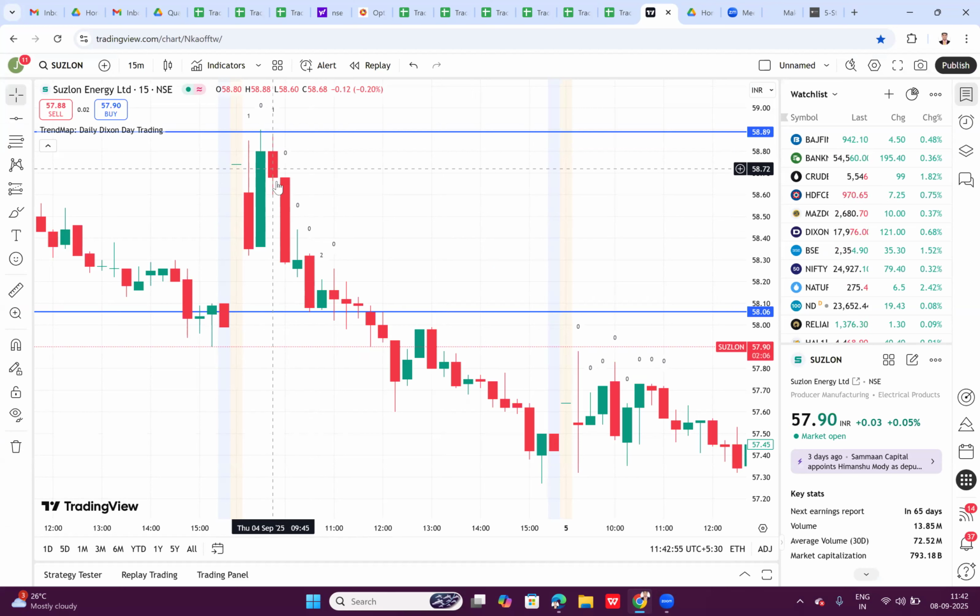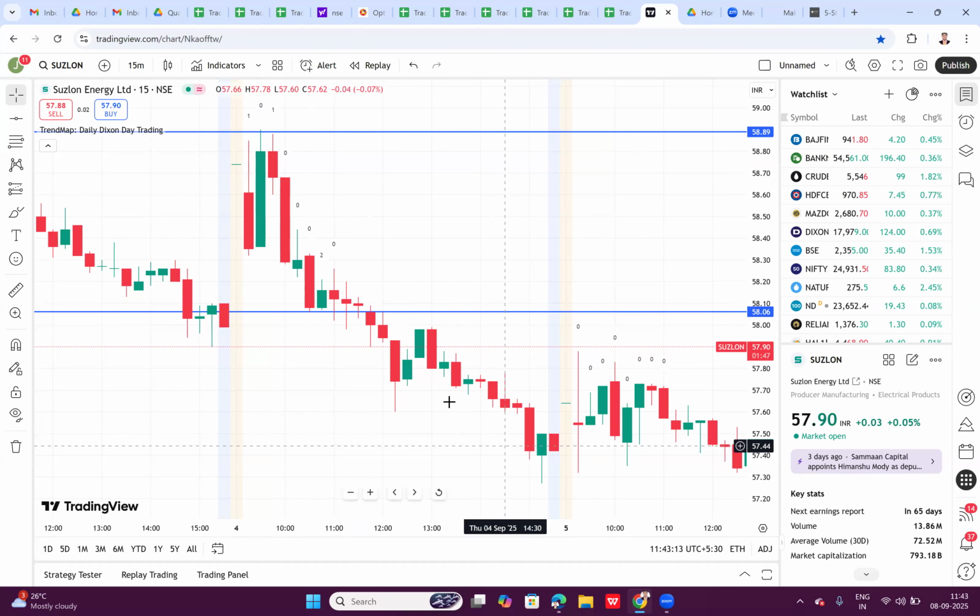So on this day, on 4th September, we got a trade in call option, but entry was not executed. After this, we got a trade in put option. Out of these two trades of call option and put option, we got entry in put option. So we have to take entry in this put option, and we got very good handsome profit.